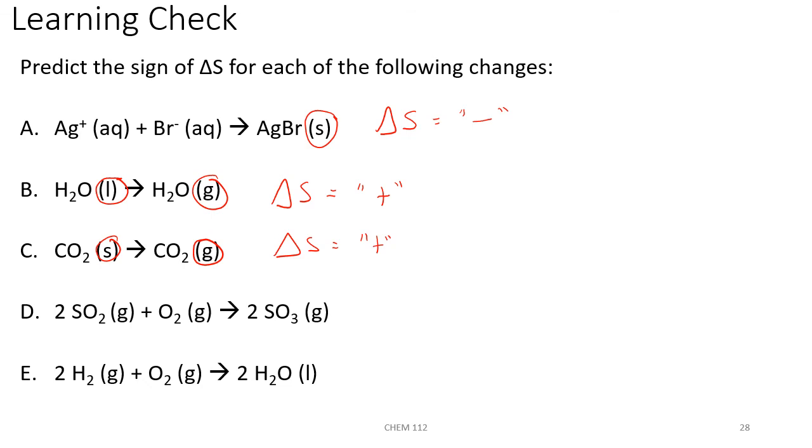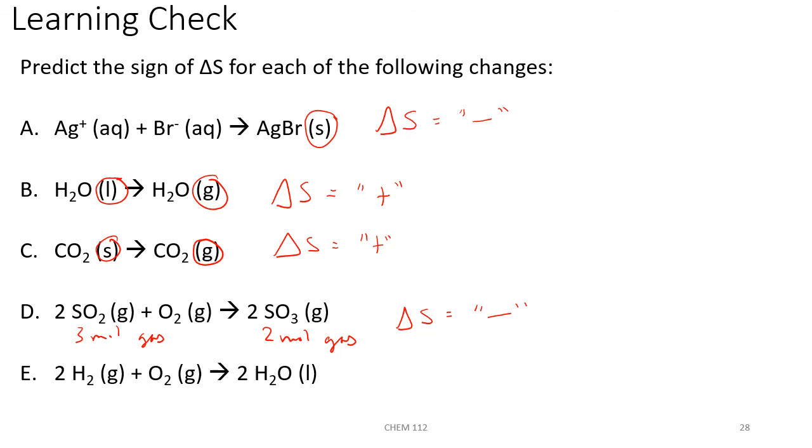In D, we have 2 moles of gaseous sulfur dioxide combining with 1 mole of gaseous oxygen, forming 2 moles of gaseous sulfur trioxide. So we have all gases as our substances. It's best to look at the number of moles of gas on the reactant side and the number of moles of gas on the product side. There are 3 moles of gas on the reactant side and only 2 moles of gas on the product side. So since we decrease the number of gaseous particles, it would be a decrease in disorder. So our entropy change would be negative.